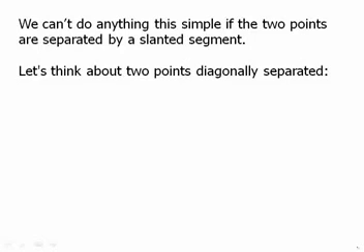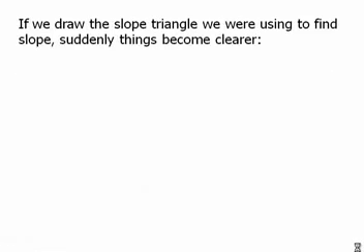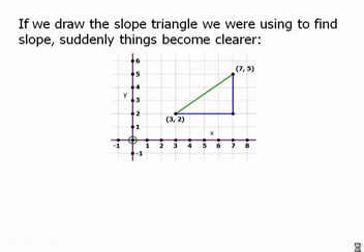Let's think about 2 points diagonally separated. So, for example, suppose we have this. So we can't just do any kind of subtraction, but think about it this way. If we draw the slope triangle we were using to find the slope, remember the slope triangle, suddenly things become much clearer. Okay, so here are the same points again, but now we've drawn a slope triangle.